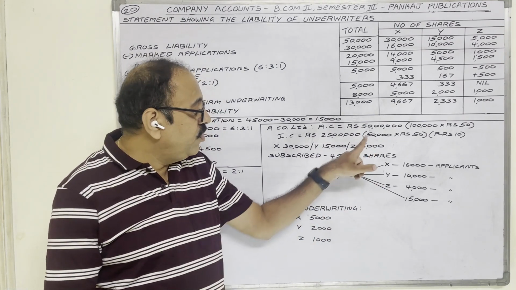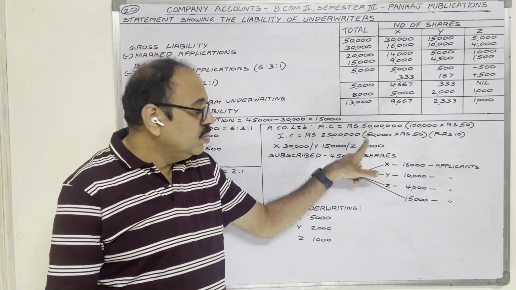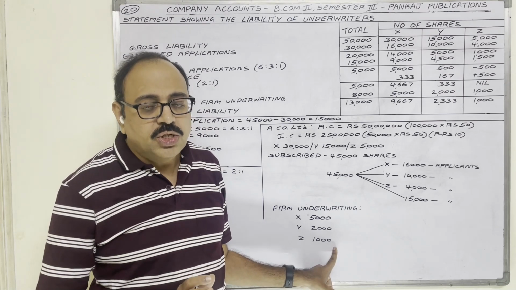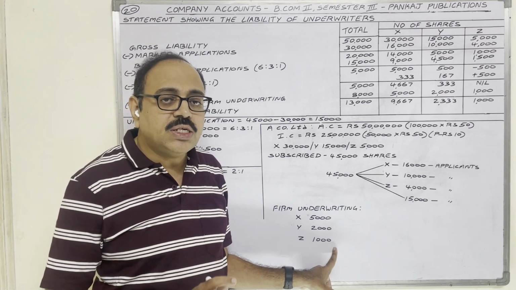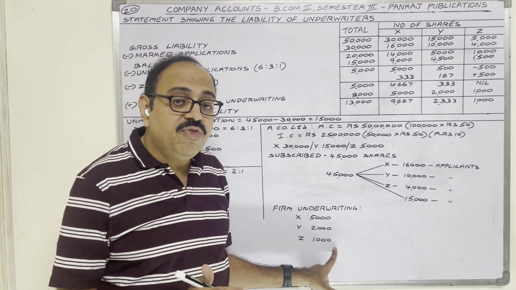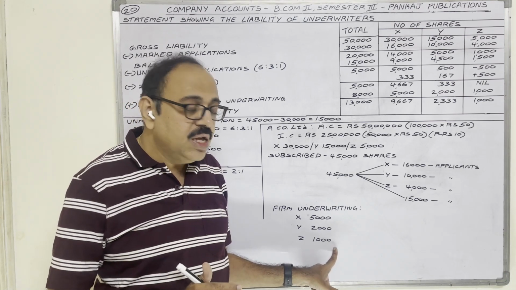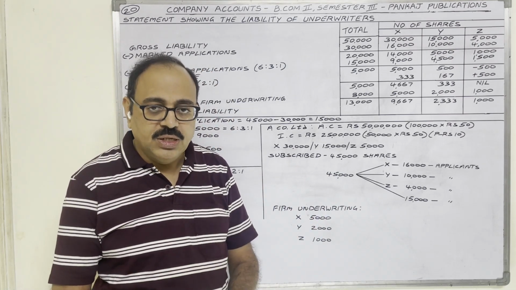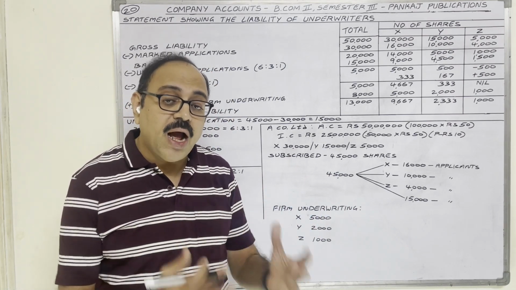So in this 50,000 share issue, the underwriters compulsorily buy only 8,000 shares. The remaining 42,000 shares are to be purchased by the public. If the public does not apply for the minimum subscription worth of shares, then the underwriters become responsible and they have to buy those shares. This is the agreement between the company and the underwriters.